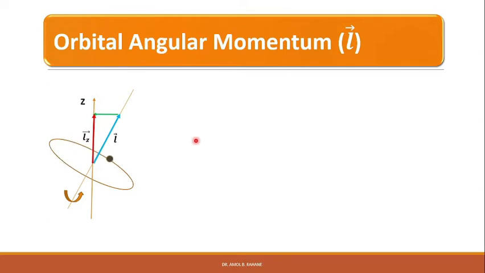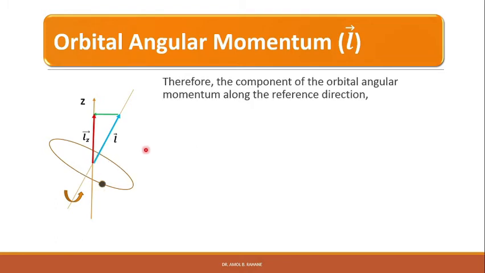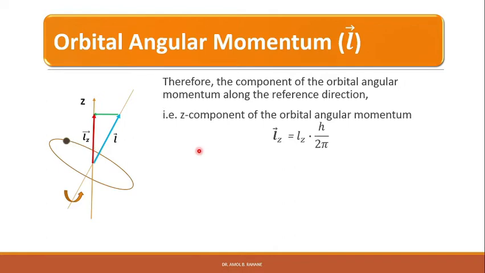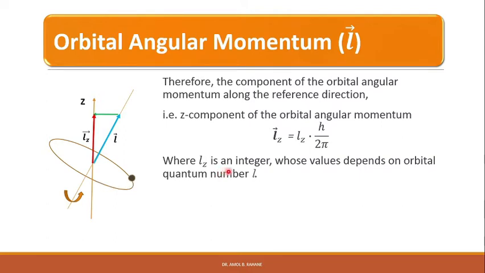So Lz vector is our z component of the orbital angular momentum. Therefore, the component of the orbital angular momentum along the reference direction, that is the z component, is shown here. So Lz vector is equal to Lz into h upon 2 pi, where Lz is an integer whose values depend on the orbital quantum number L.